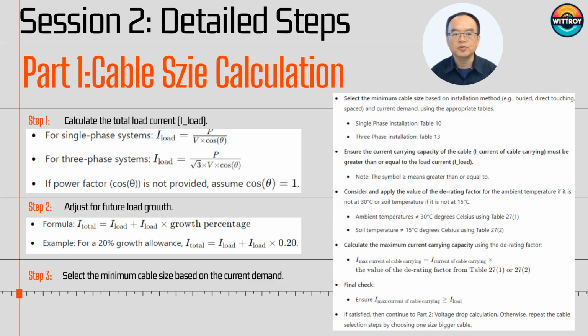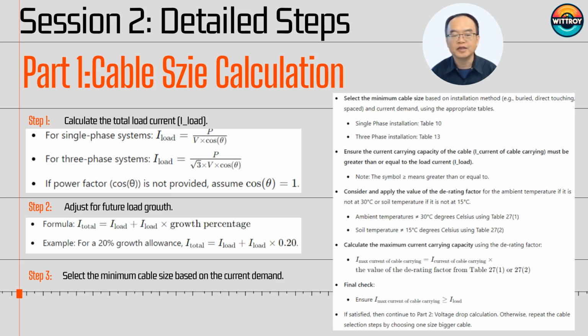Step 2. Adjust for future load growth. To adjust for future load growth, incorporate a percentage of extra current capacity. The formula to calculate the total load current with growth allowance is: total load current equals the original load current plus the original load current times the growth percentage divided by 100. For example, for a 20% growth allowance, the total load current equals the original load current plus the original load current times 0.2, or simply the original load current times 1.2.